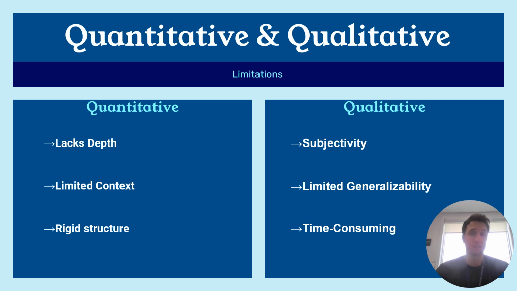But there are limitations of both. On the quantitative side, it gives us numbers and data, but it lacks depth. So as O'Leary mentioned, you have to guard against the critique that it's too thin. You don't really know what they're thinking. It also struggles to capture the social and cultural context behind the numbers, and it has a very rigid structure, so it's kind of hard to have as much flexibility as the qualitative side.